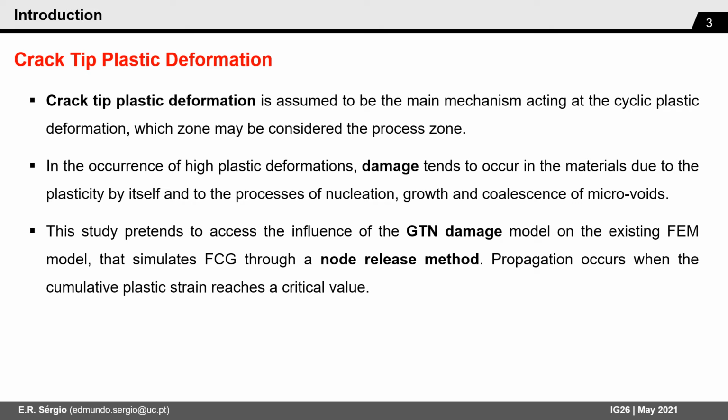The plastic deformation at the crack tip is well accepted to be the main mechanism behind fatigue crack growth. Damage is an entity directly connected to the occurrence of plastic strains. Thus, at the crack tip, where plastic deformation is important, damage has to be accumulated by the material due to the activation of the mechanisms of nucleation, growth, and coalescence of microvoids.